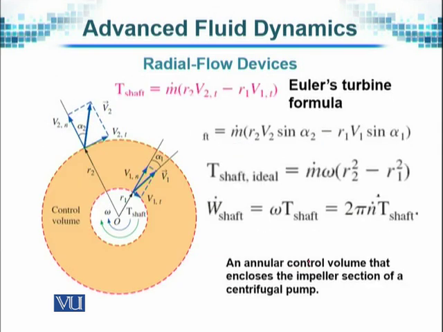In the same way, we have another example of a radial flow device whereby Euler's turbine formula is applied, and all the angles and parameters are shown in the picture. They are very clearly self-explanatory.